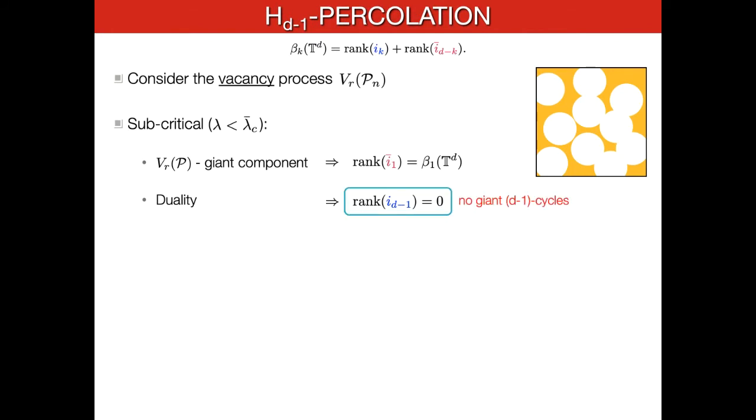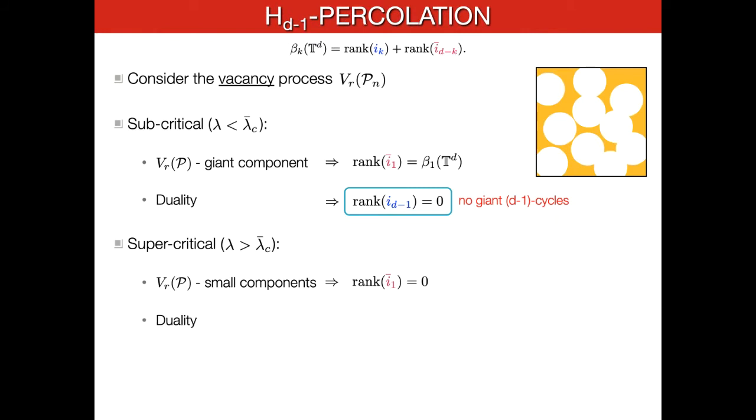Okay, and so if I'm subcritical, if I'm below lambda bar, then I know that I have no d minus 1 cycles in my process, and the other way around. If the value is too high, it means that in the vacancy everything is small, which means that the rank of I bar 1 is 0. I see no giant cycle in the complement. If I see none of them in the complement, I must see all the d minus 1 cycles in the random balls, in the occupancy process. This is again coming from the duality. So now I have all the cycles in dimension d minus 1.